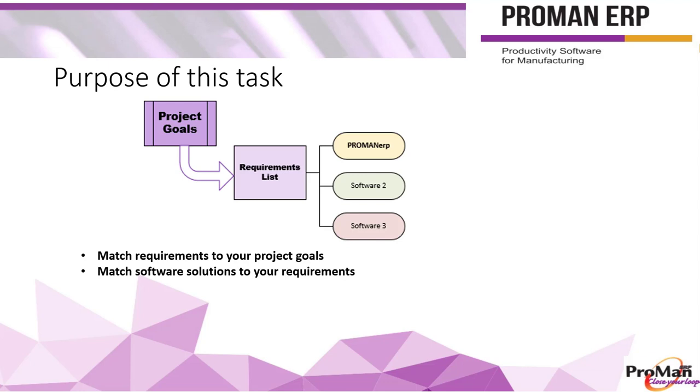Okay, so the purpose of this second part of this first stage is to take our project goals that we defined in the last video and turn them into what are our requirements? What do we need to run our business? And then ultimately down the road, we're going to try to match up some software solutions to those requirements and say, hey, who does these things and how do we see that answer?